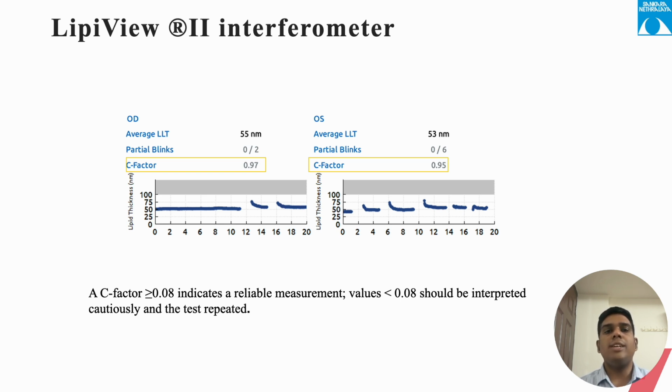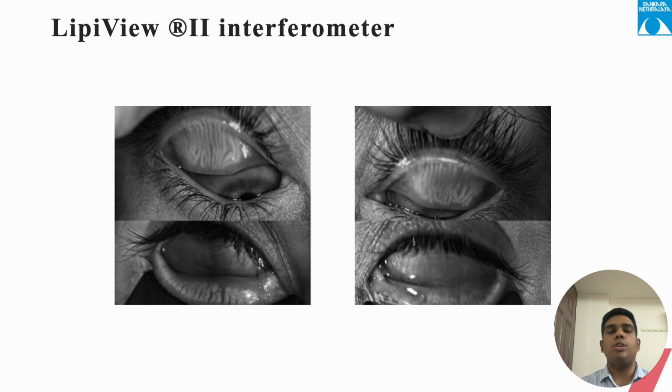A C factor more than 0.08 indicates a reliable measurement. A value less than 0.08 should be interpreted cautiously and the test should be repeated. The lower part of the report shows the infrared meibography. It is similar to the meibography in keratograph.